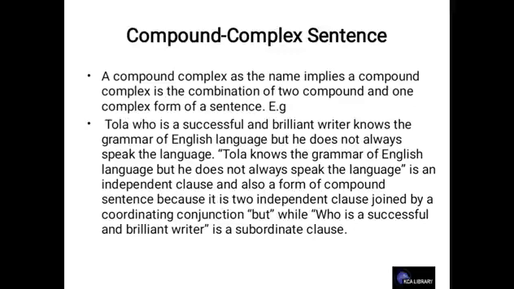So now, for the example, we have: Tola, who is a successful and brilliant writer, knows the grammar of English language, but he does not always speak the language. Tola knows the grammar of English language, but he does not always speak the language is a compound sentence, because it is two independent clauses joined by a coordinating conjunction. While who is a successful and brilliant writer is a subordinate clause introduced by the clause marker who.